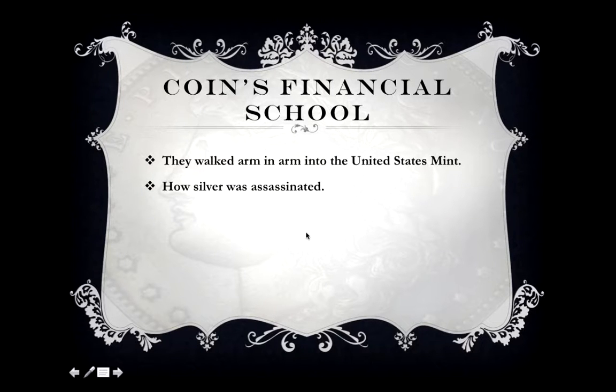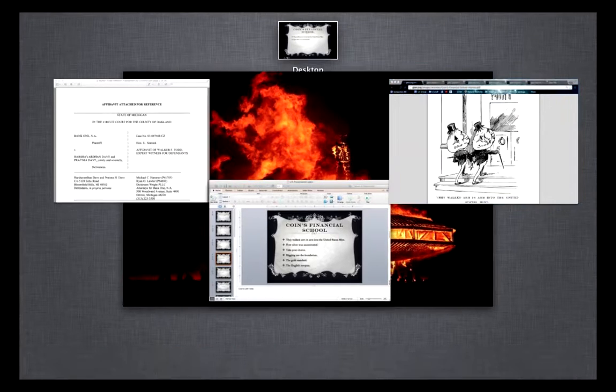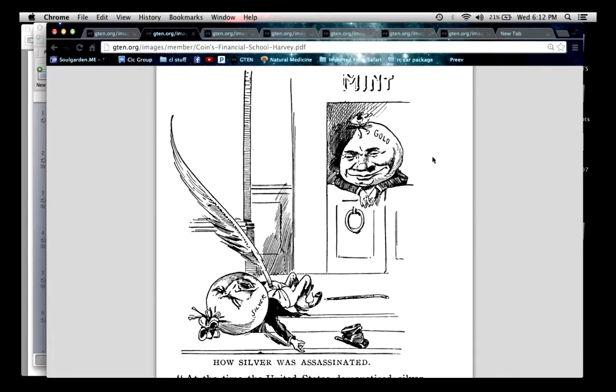How silver was assassinated. Yeah, got him. Looks like gold killed him. All right, so the Coinage Act of 1873 repealed the bimetallic standard that had silver as the unit of measure, and it replaced it with a gold standard.